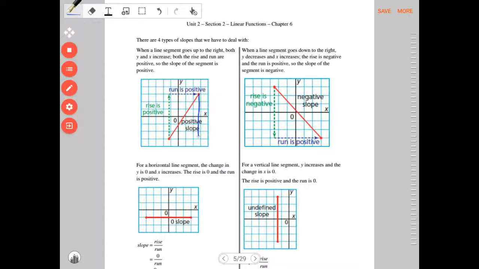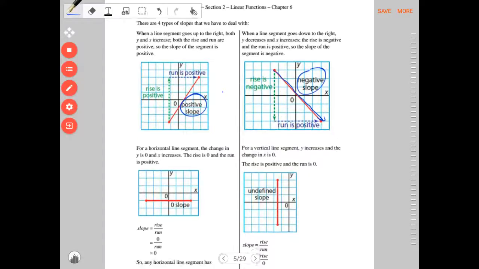We can have a negative rise, but then we have a negative run, and the two negatives cancel. So negative run, negative rise, and the two negatives cancel, so it still ends up being a positive slope. Awesome. Okay, so when the line segment goes down to the right, y decreases as x increases. So this is a negative rise with a positive run, which ends up being a negative slope. So down to the right, that's a negative slope. Okay, so negative slope, positive slope.